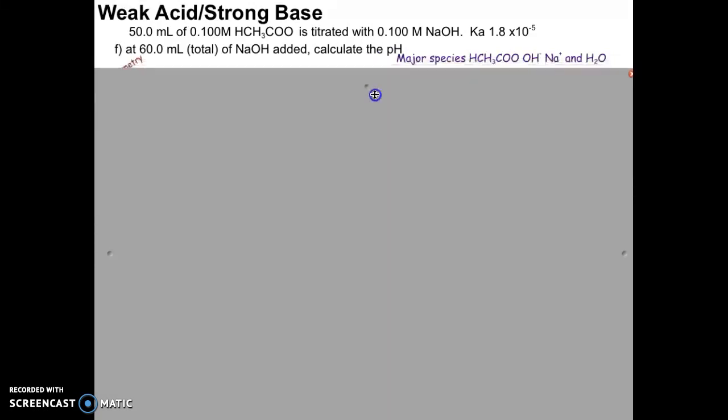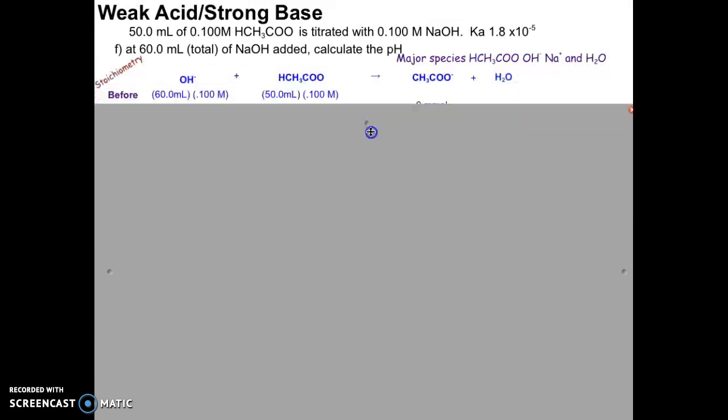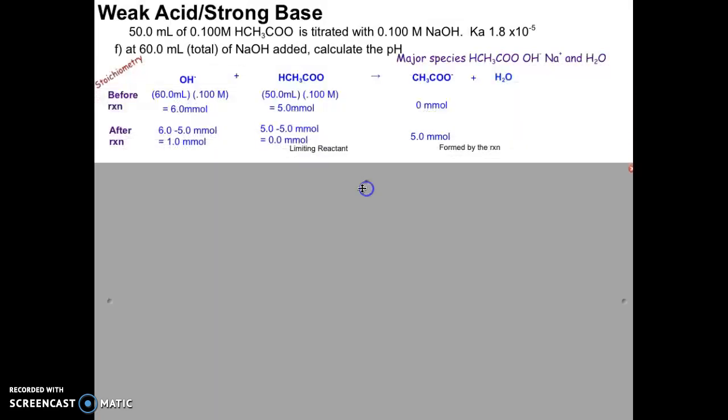Well, now my major species are still acid, base, sodium ions, and hydroxide ions. I'm going to go through the stoichiometry piece of this. I'm adding 6 millimoles of hydroxide. You can see where I got that 6 millimoles from: 60 times 0.1 molar, 6 millimoles. I originally have still my 50 milliliters of 0.1 molar acid.